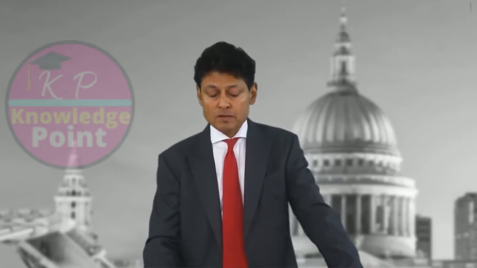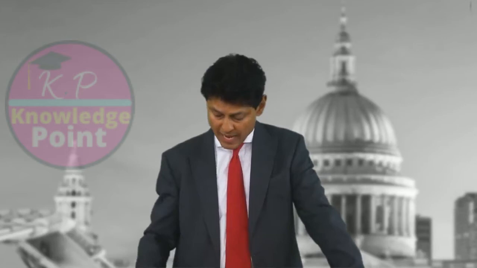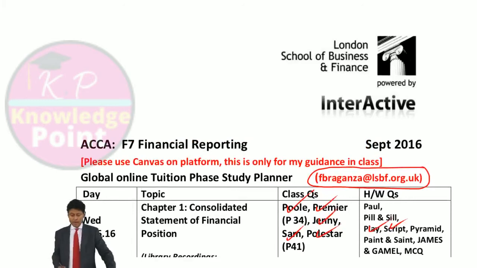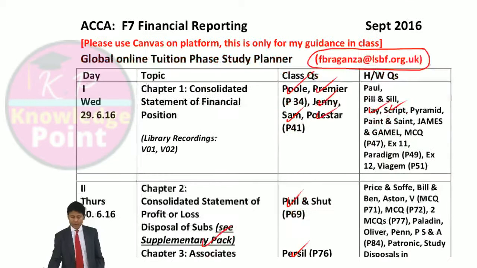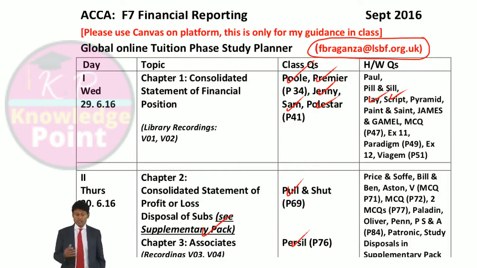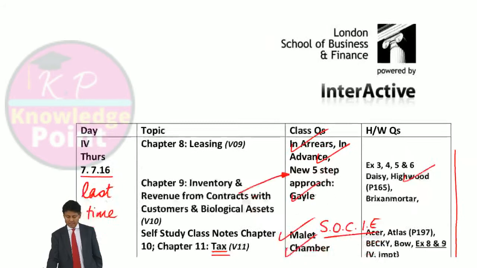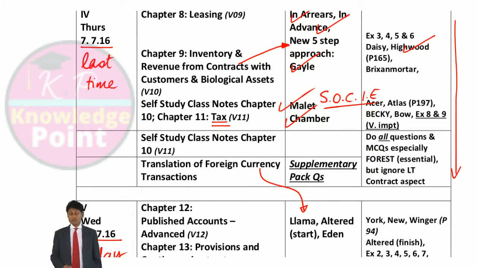Now, in times gone by, we've done PUPs, for example, under SAM and play and script, as I'll show you here. This is our program. My email address is there, please ask if I can help in any way. I've ticked off all the questions we've done in class. Obviously, you've done lots of homework, of course. Judging from many other people who've been sending me questions, people are working steadily through the homework. So pull and shut, we've done all that a long, long time ago. We then did lots on published accounts and on standards and leasing, the contracts, the new style of doing contracts, five-step approach. We've done mallet, chamber, all these kinds of things as we finished off last time.